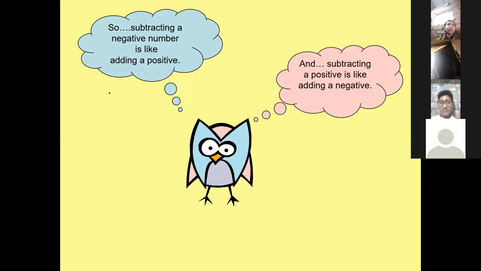So it means when we subtract a negative number, it is like adding a positive number. For example, we are subtracting a negative number, let's say 7 minus negative 2. If we subtract a negative number, it means we have to add. Why? Because minus minus becomes plus. So 7 plus 2. Here we were subtracting, but actually we have to add. 7 plus 2 is 9. That is why subtracting a negative number is like adding a positive number.